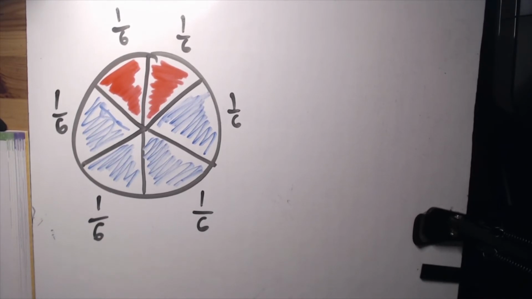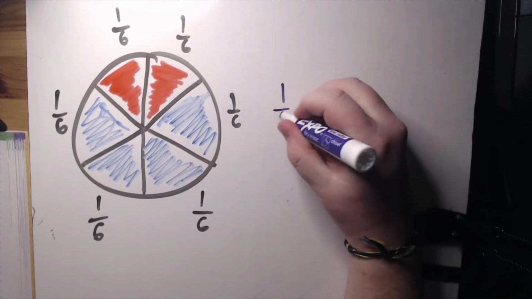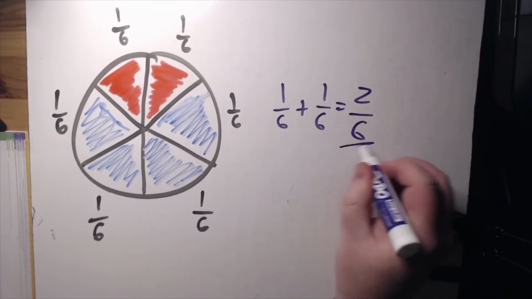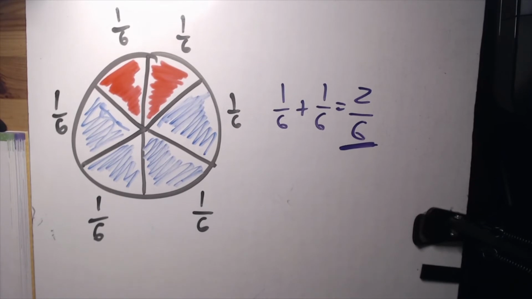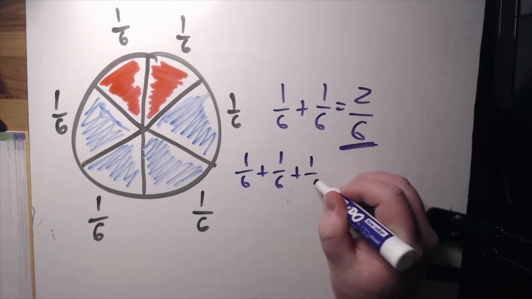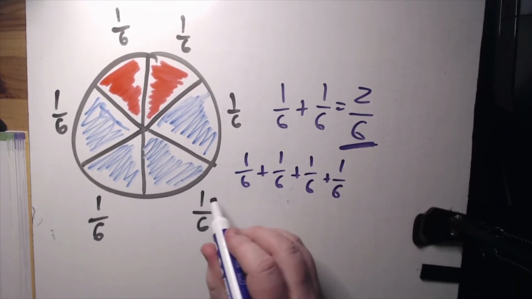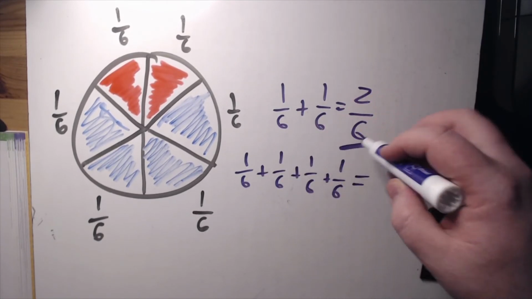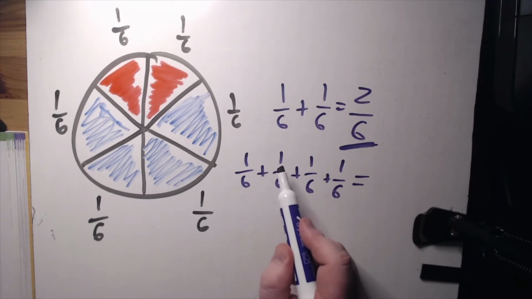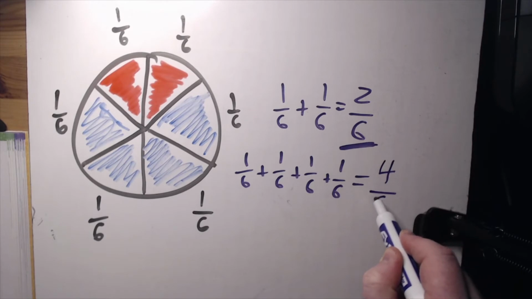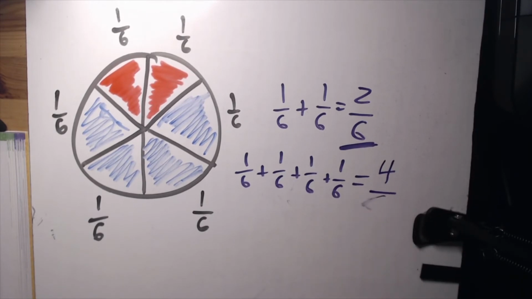So take a look at this. We already know that 1/6 plus 1/6 equals 2/6. This is how much Sam ate. So if we do the same thing, 1/6 plus 1/6 plus 1/6 plus 1/6, this is how much he put away for later. 1 plus 1 is 2, plus 1 is 3, plus 1 is 4/6. Ooh, that's an ugly 6.